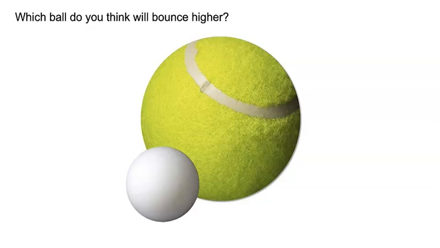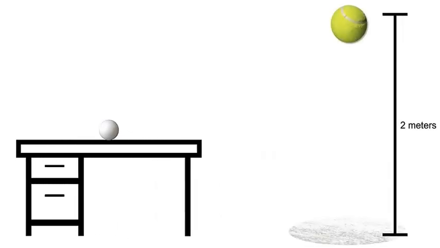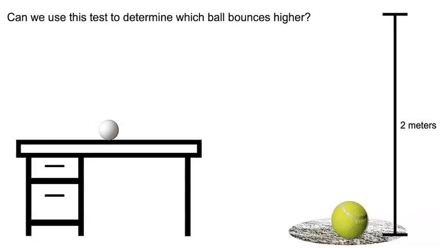Let's take a look at an investigation. One person drops the table tennis ball from a height of 1 meter onto a desk. And another person drops the tennis ball from a height of 2 meters onto a soft rug on the floor. Can we use this test to determine which ball bounces higher? I don't think so. This test isn't fair.